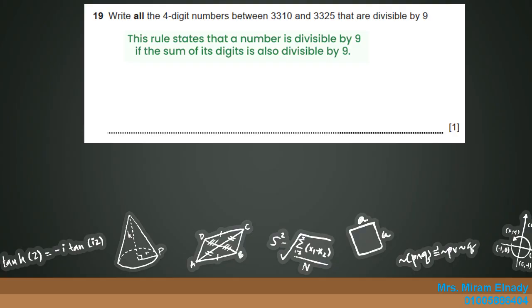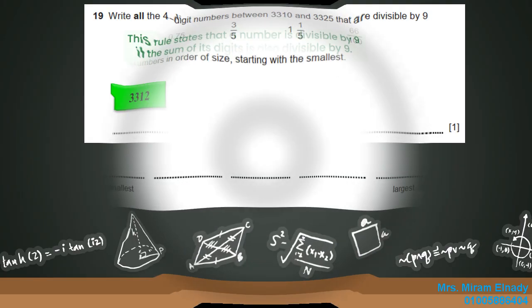3 plus 3 plus 1 plus 2. So it means 3,312. When I add all the digits, 3 plus 3, 6, plus 1, 7, plus 2, 9. What else? Another number. If I flip the last 2 digits here, 3,321, yes, it will be 3 plus 3, 6, plus 2, 8, and plus 1, 9. So these are the only 2 numbers between 3,310 and 3,325 that are divisible by 9.